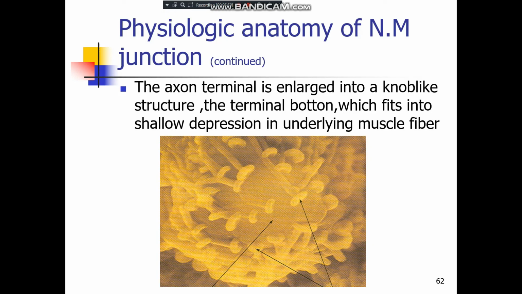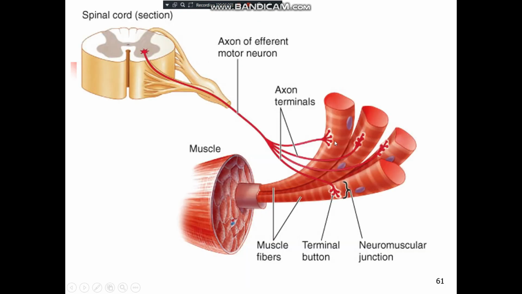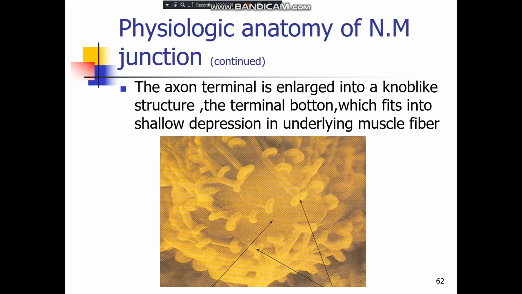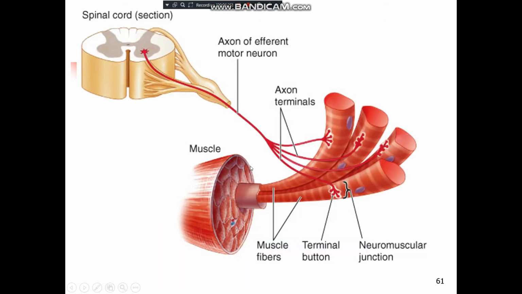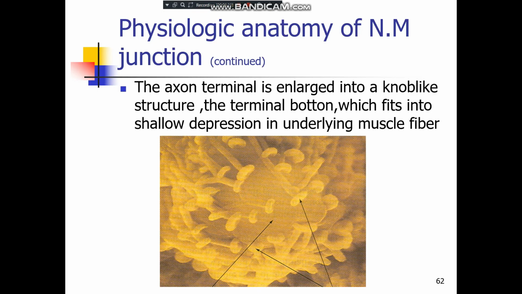See, these are the terminal buttons which fit into the shallow depression. Because on the muscle fiber also there is a shallow depression. These buttons can perfectly fit into this shallow depression just like a lock and key. And on the underlying muscle fiber, these are the enlarged neuron vesicles. See how these vesicles have a shape which can perfectly fit into the depression on the muscle membrane.